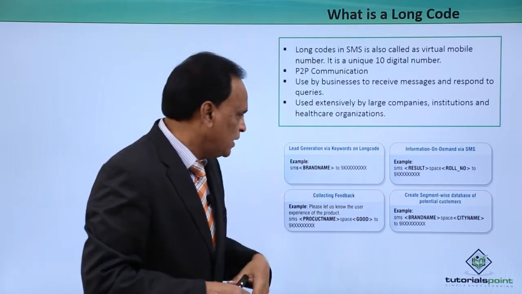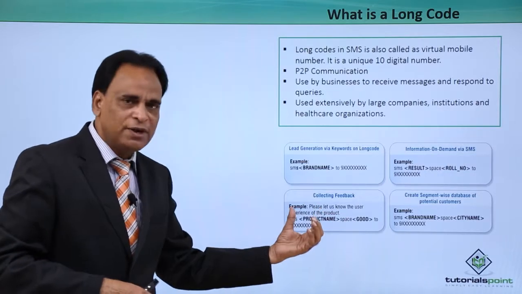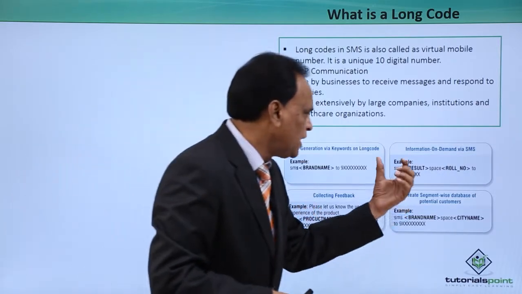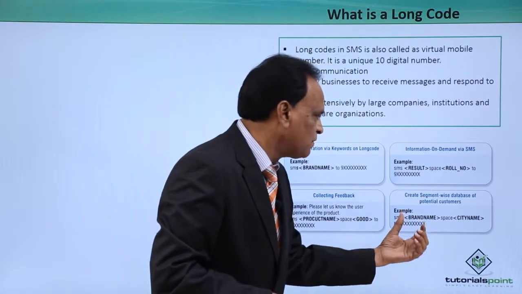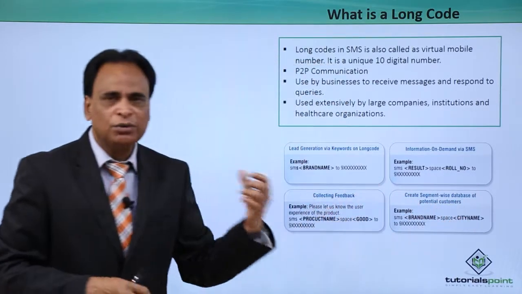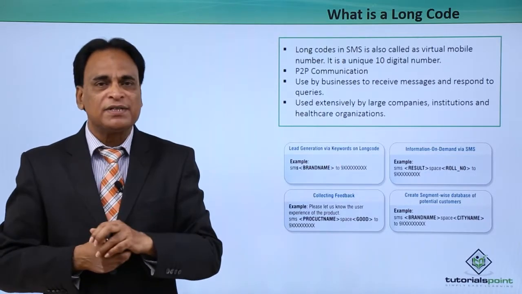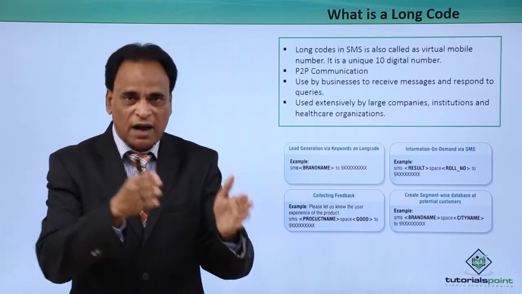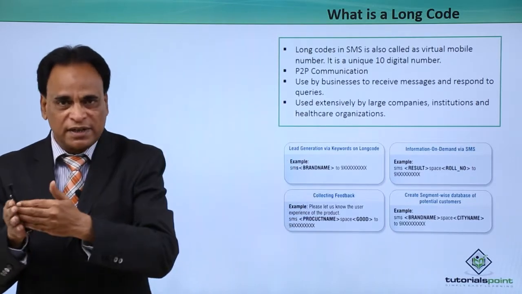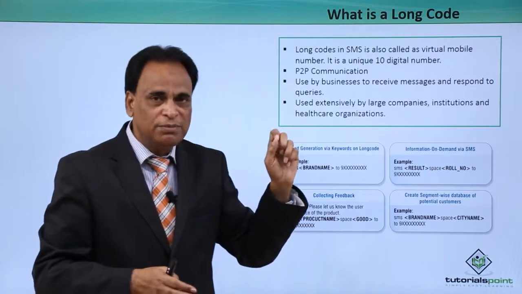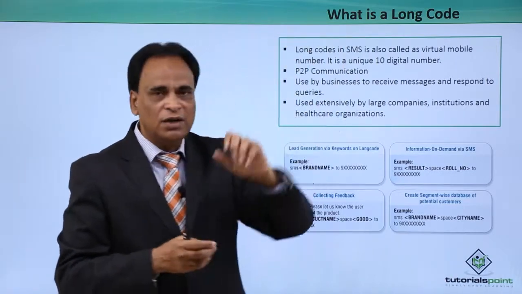Then you have collecting feedback. You can collect feedback based on the information that the customer has requested. You can do segmentation in terms of the database, the city, to that particular number, and these are the various types of messages that people can ask questions about. The companies will respond to it. A two-way communication, which is basically P2P communication, works through a long code.